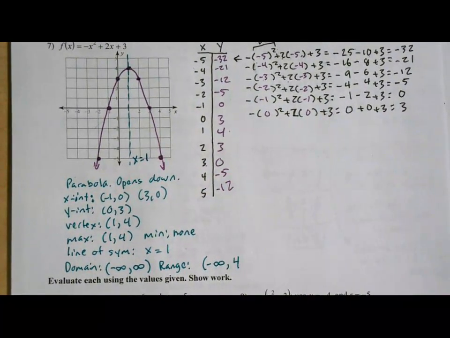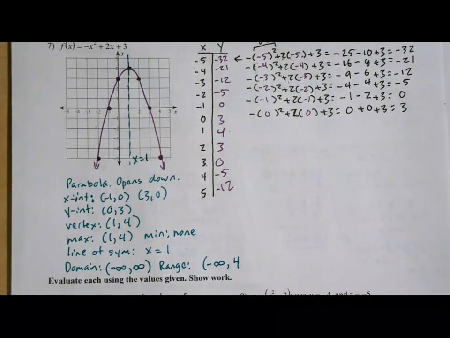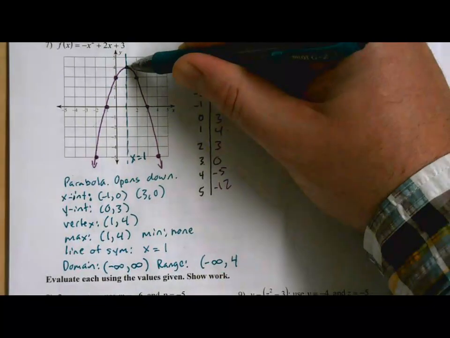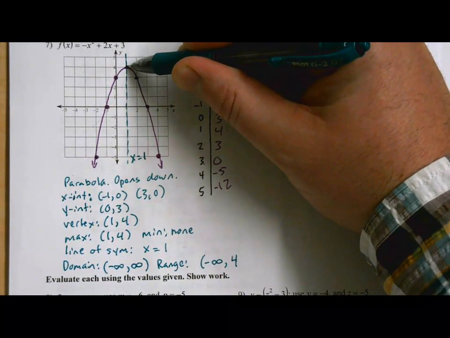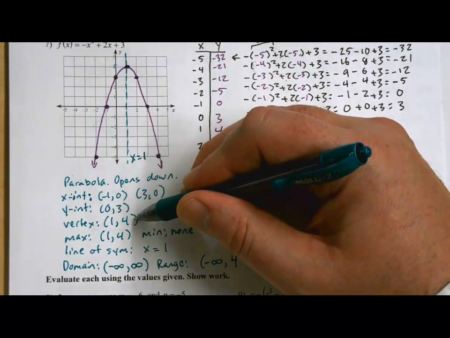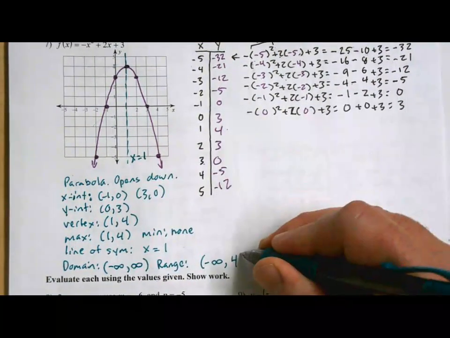All right, does that 4 get a parenthesis or a square bracket? Well, that depends. Is there a point on the graph with that y coordinate? If so, then it gets a square bracket. And I'd say there is a point. In fact, we've listed it already. It was the vertex or the max. So that does get a square bracket.